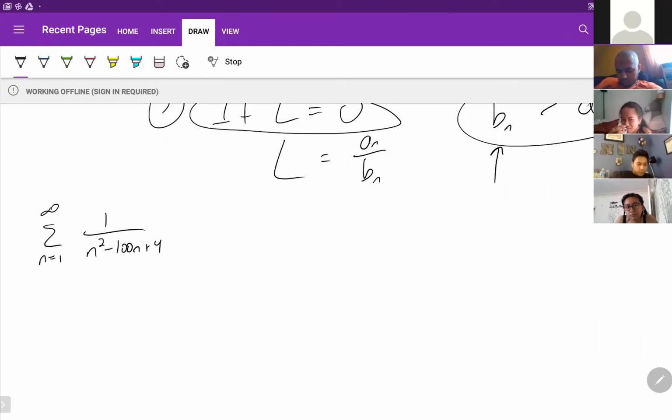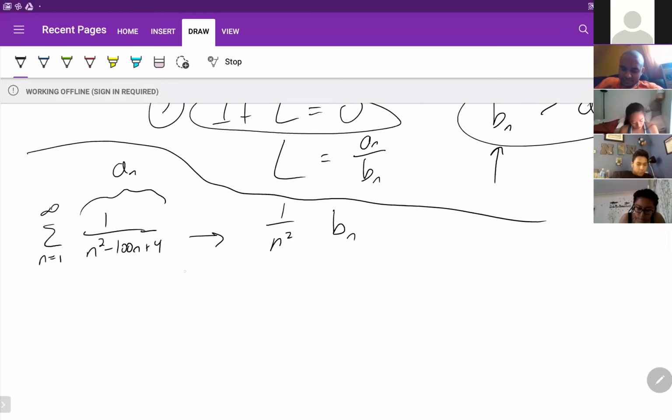So on this one, I'm going to call this one a sub n. And we already defined our b sub n, right? It's going to be 1 over n squared. Do I have to explain that, or are you guys good on that now? We're good. Once again, you look at the power on the top, power on the bottom, put them over each other, simplify. We know the sum of b sub n converges by p series, right?